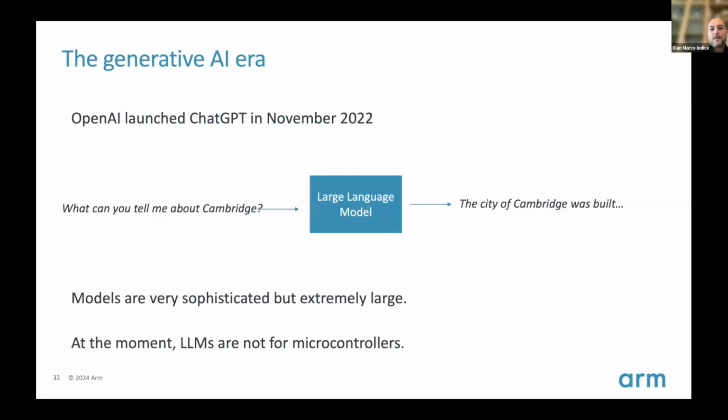Well, we are all aware of what is happening out there. This is probably the generative AI era. Probably everything started earlier, but in November 2022, we saw what these models, large language models in particular, could actually do. I provide a question to these models, and these models are able to generate an answer. These models are very sophisticated, extremely sophisticated, but also extremely large.